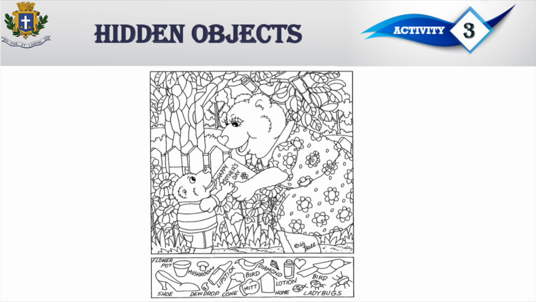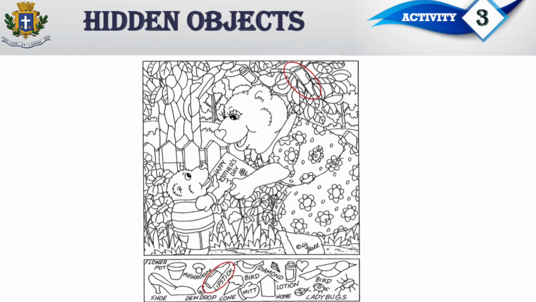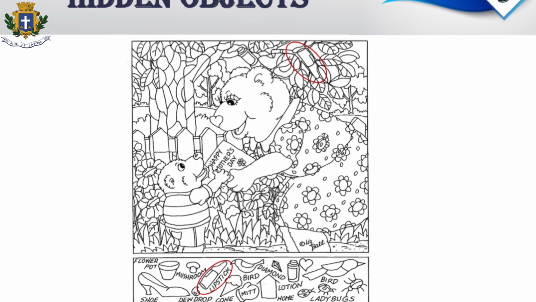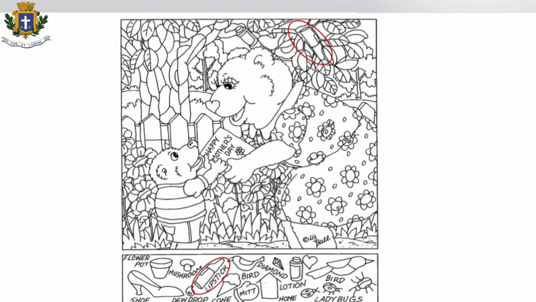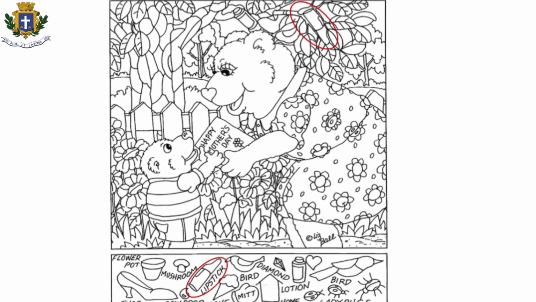For children at higher grades, the parents or educators may use a tricky one like this. Here, the child looks for all the objects that are listed at the bottom of the page. For example, a lipstick is hidden in this part of the picture. The child has to focus really hard to identify the same.